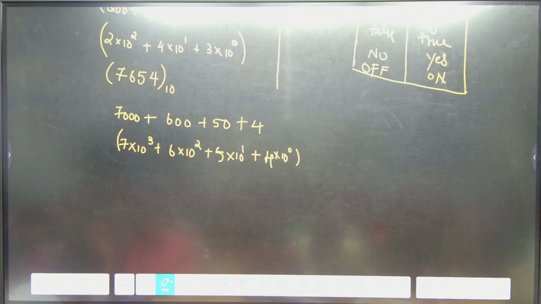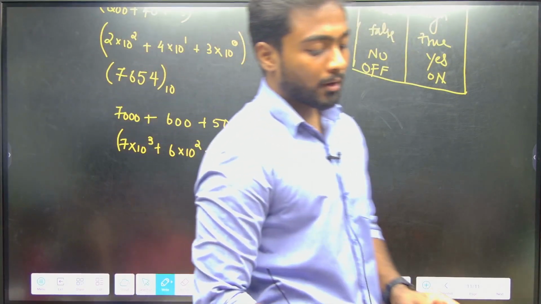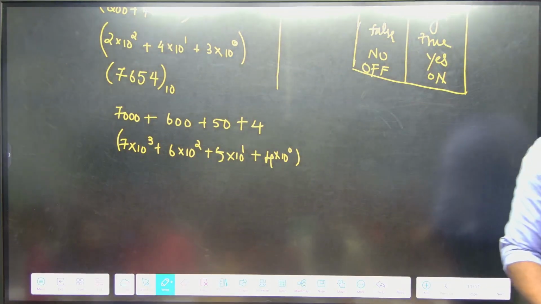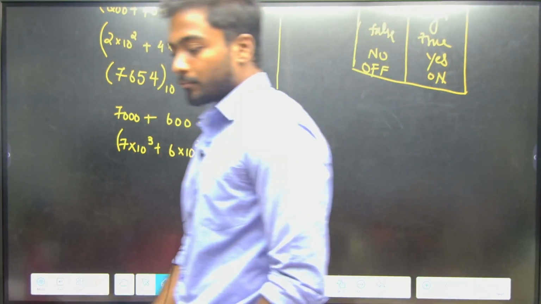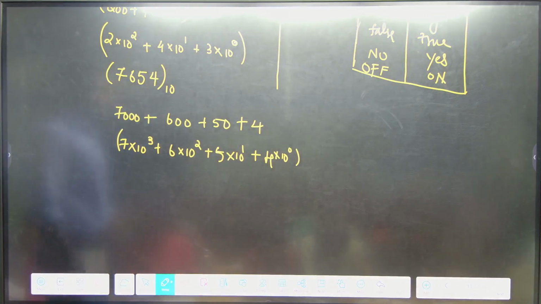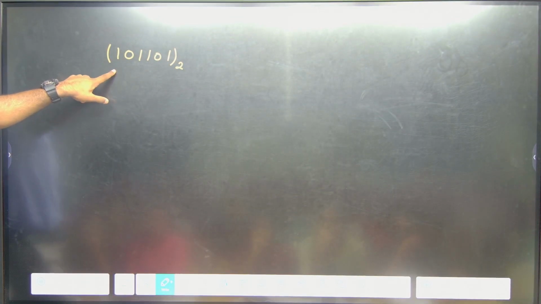Completed? Okay. Write the topic binary system. For example, they are giving the value 101101 base 2. I have taken the decimal of 10 now, to implement the same step here.